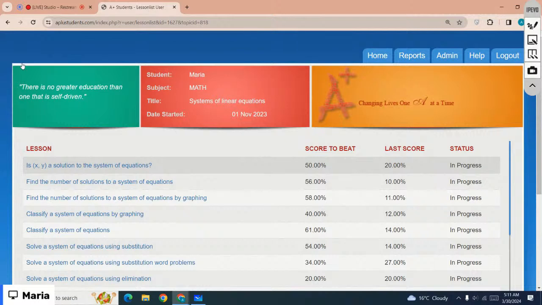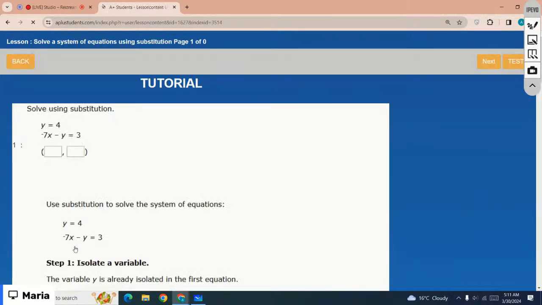The next lesson is solve a system of equations using substitution. Now we're going to learn how to solve linear equations. So you have more than one way: the substitution method, the elimination method, the augmented matrices method, and the graphing method, right? So today we're going to start with the substitution method, solve using substitution.